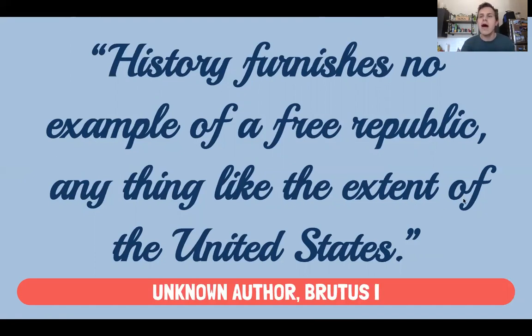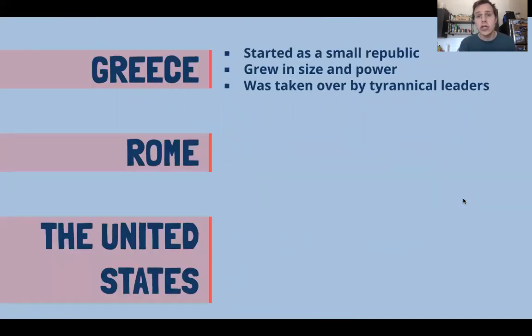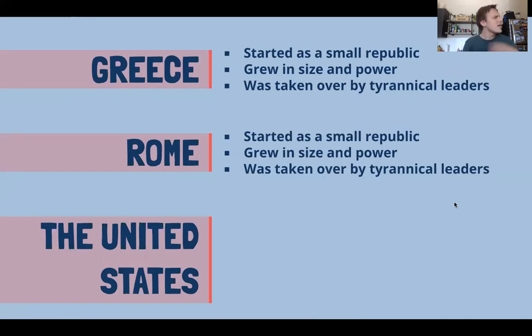Well, his argument is a logical one. He starts with thinking about Greece. What was Greece? Well, Greece was an incredible civilization. Beautiful art, culture, language. It started as a small republic. It grew in size and power, and eventually Greece was taken over by tyrannical leaders. Then we go to Rome. Same story there. An amazing land. Culture, art, military advancement. It started as a small republic. It grew in size and power and was taken over by tyrannical leaders. These places, Greece and Rome, are considered to be the birthplaces of democracies and republics.